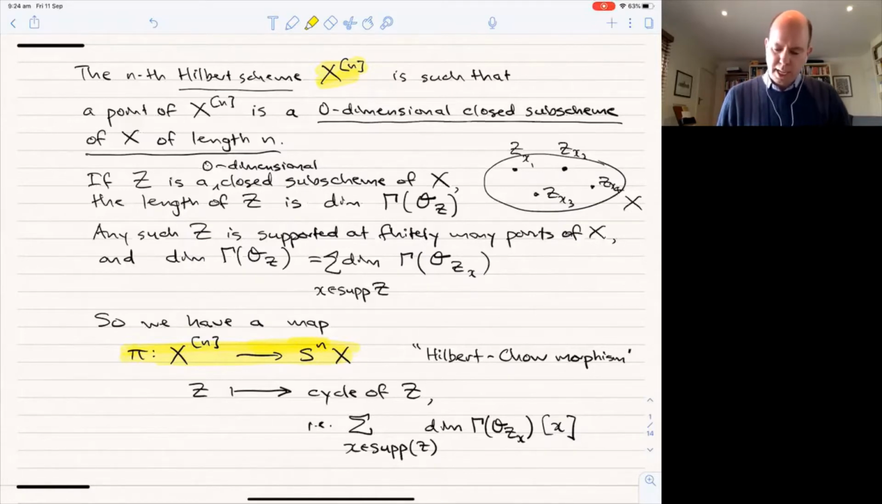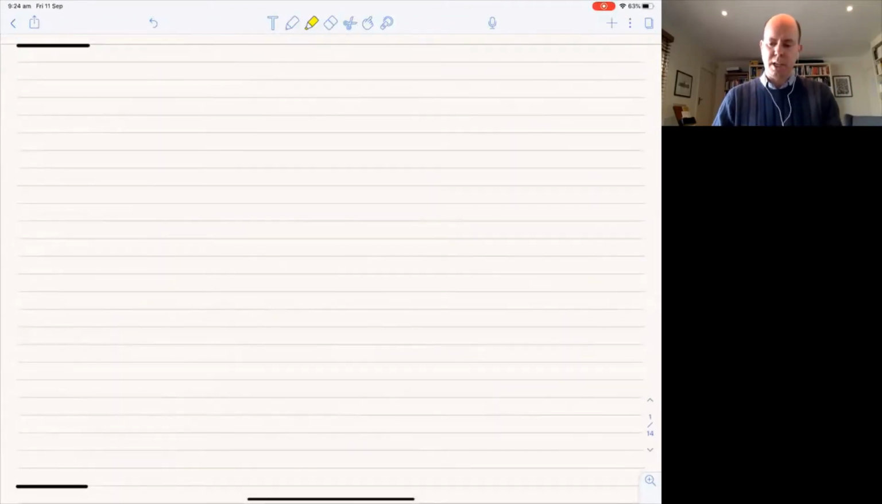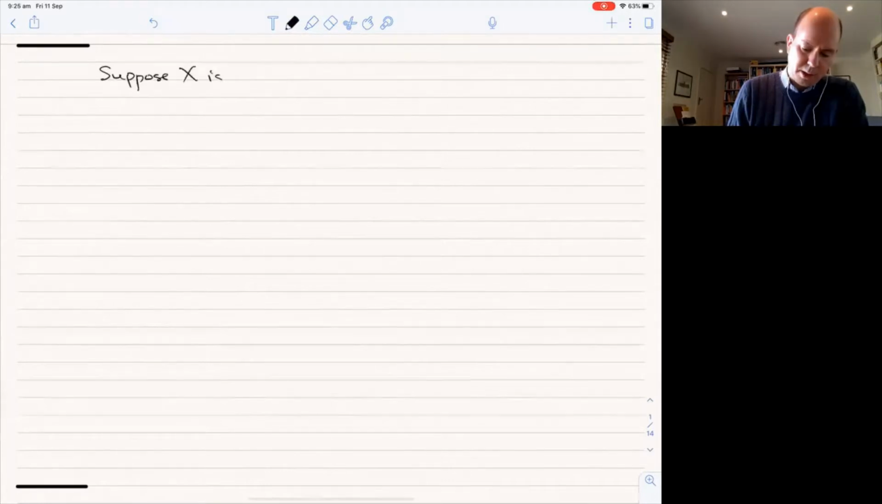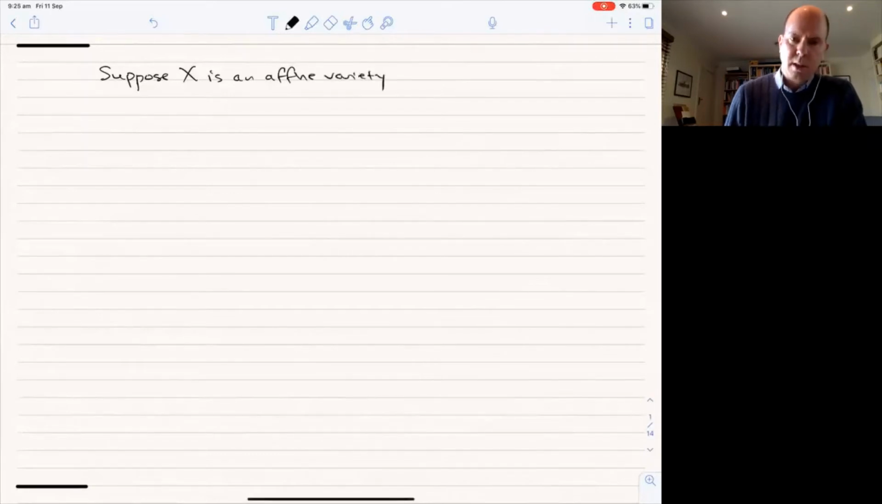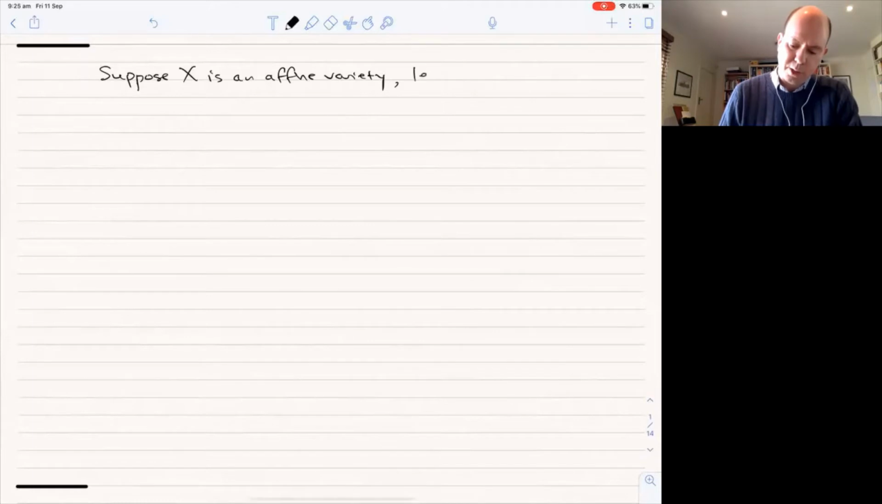So in the affine case, we can do that sort of translation. So suppose X is an affine variety. And so then everything you say about X should have a corresponding translation into the language of commutative algebra, where you talk about the coordinate algebra of X. So I'll let A be the coordinate algebra.